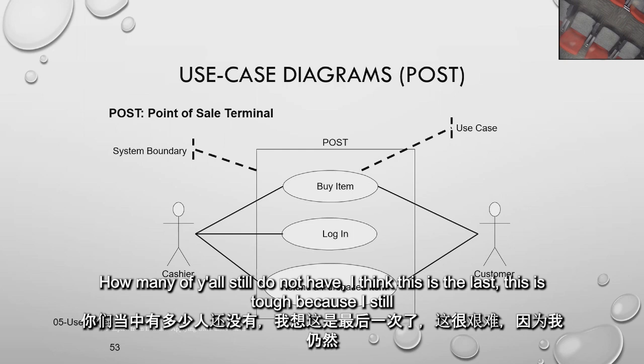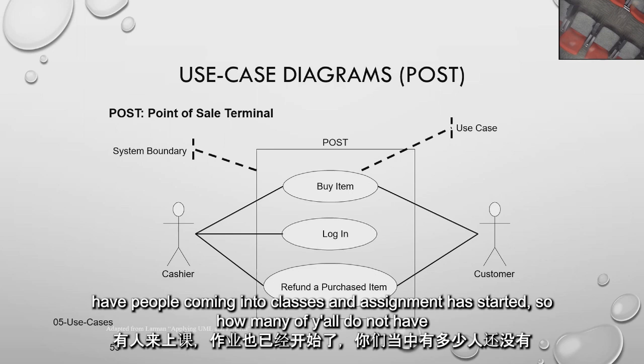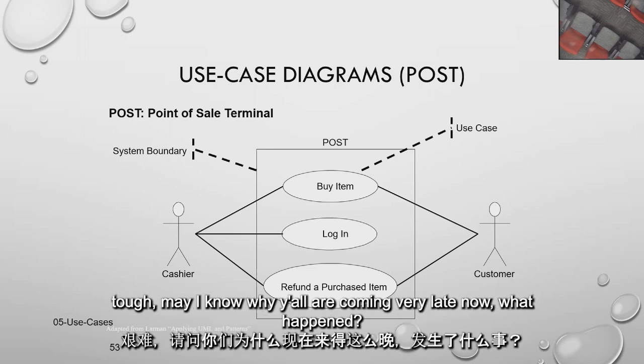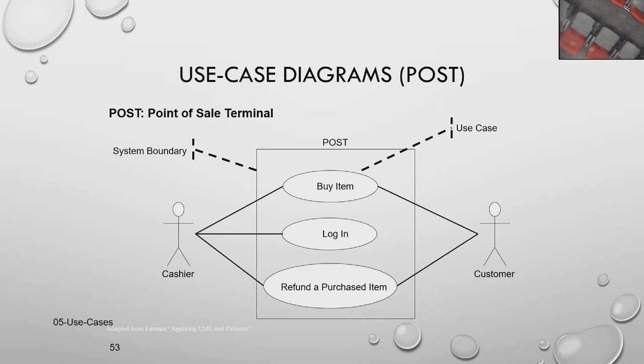How many of y'all still do not have, I think this is the last. This is tough because I still have people coming into classes and assignment has started. So how many of y'all do not have groups? I still have the scenario here. I have to write to the academic team because it's a bit tough. May I know why y'all are coming very late now? What happened?